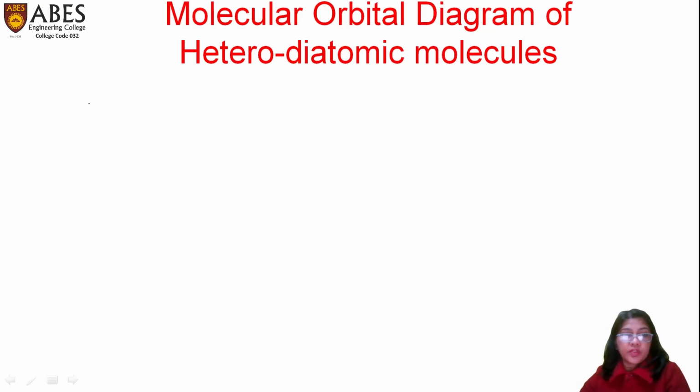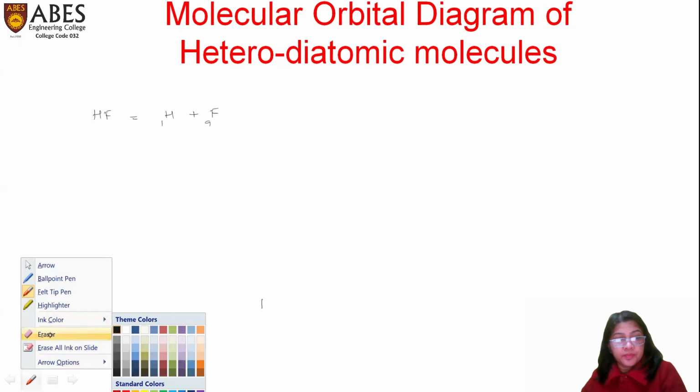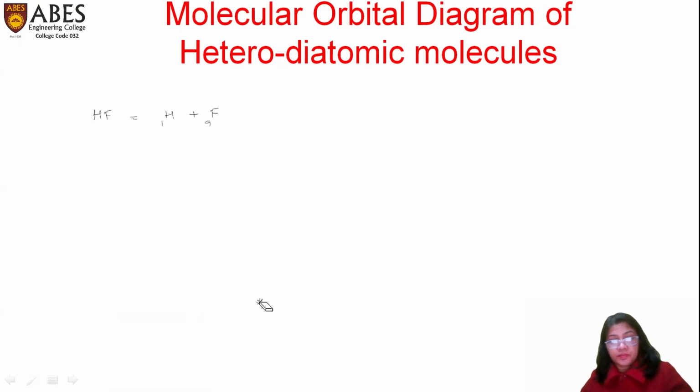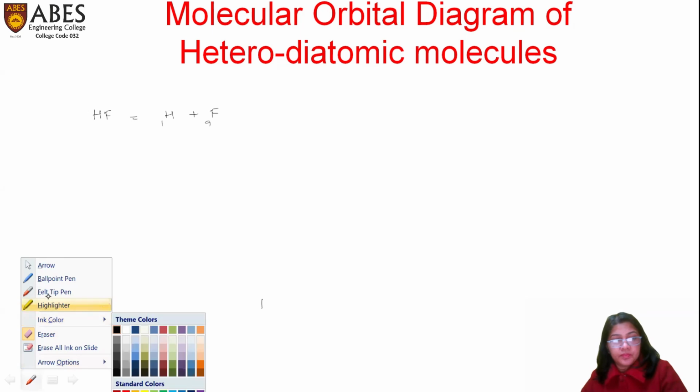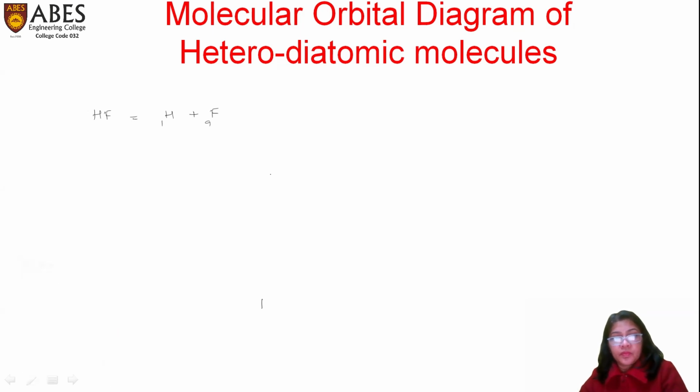Now we're taking another example of a heterodiatomic molecule, that is the HF molecule. In this case, the electronegativity difference between hydrogen and fluorine is very high, and here also the diagram being made is quite different. So the diagram will be for the fluorine atom and for the hydrogen atom. The energy level of the 1s orbital of the hydrogen atom is somewhat near.